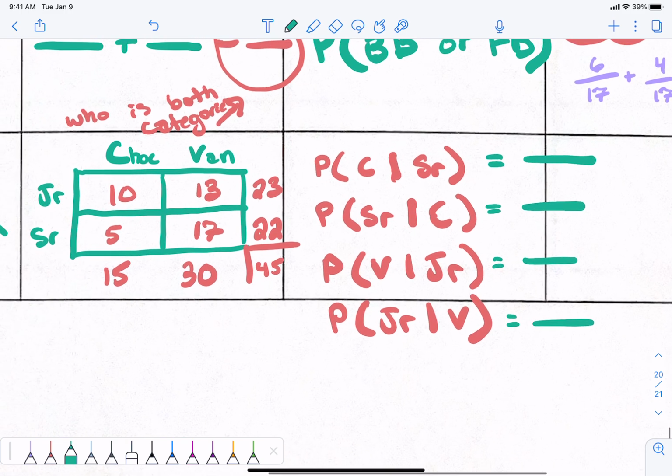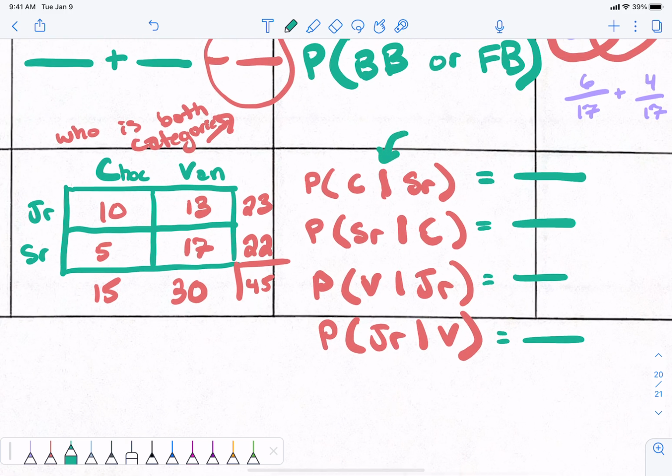Do you see this little line right here? We know that means given. The first one, probability of chocolate given senior. We're not looking at all 45 of you, we're only looking at the seniors. We start with this number: there are 22 seniors, and 5 of those like chocolate. So 5 out of 22.